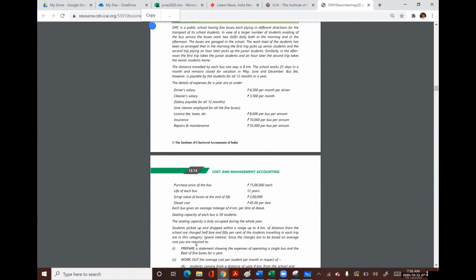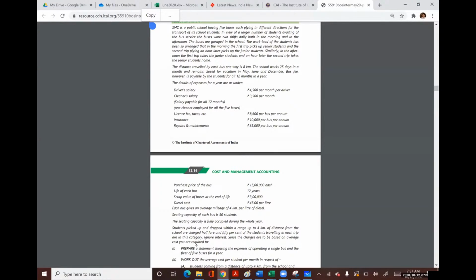The workload of the students has been so arranged that in the morning the first trip picks up senior students and the second trip, plying an hour later, picks up the junior students. Similarly, in the afternoon, the first trip takes the junior students and an hour later, the second trip takes the senior students home. The distance traveled by each bus one way is 8 kilometers.